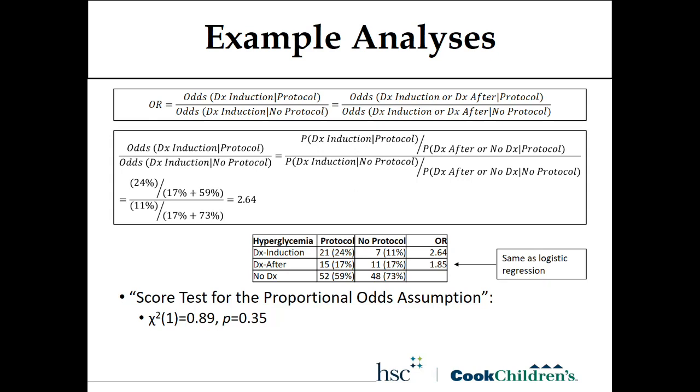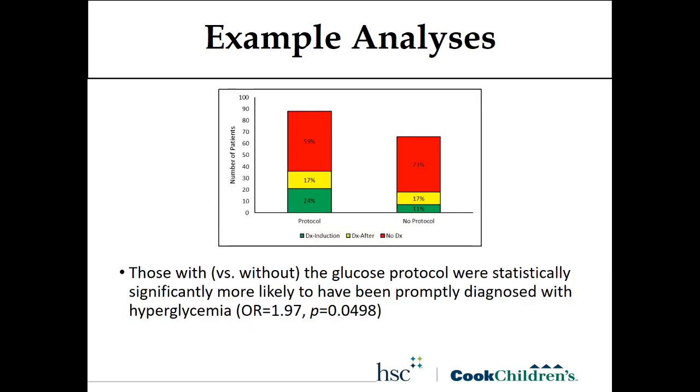So basically that is a green light to say that the proportional odds assumption is probably okay in our case, even though the numbers are a little bit different. They're close enough that it is not statistically significantly a problem. And so good to go with that.